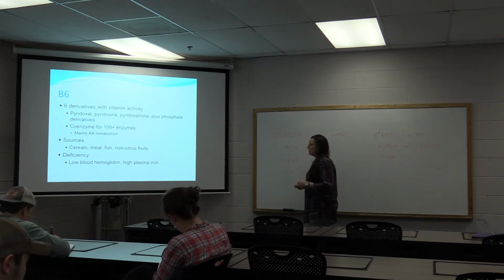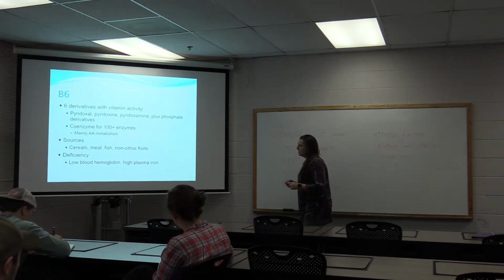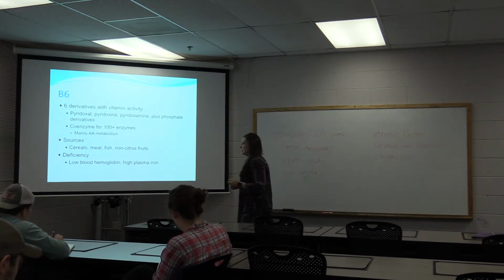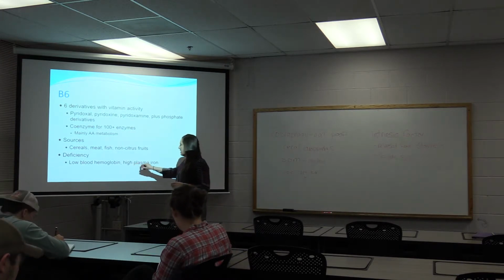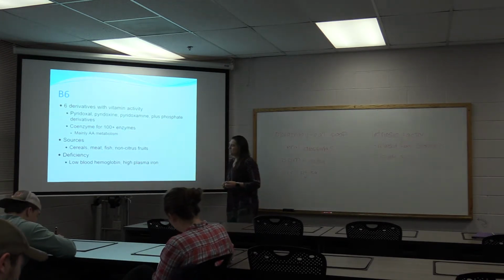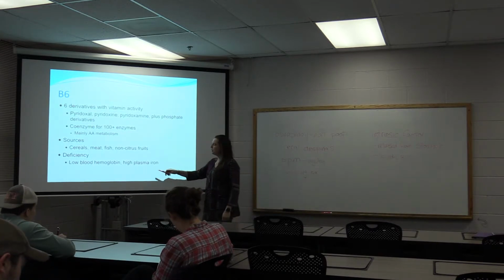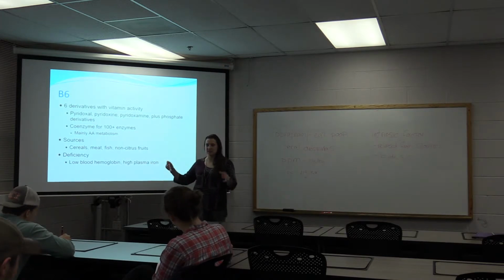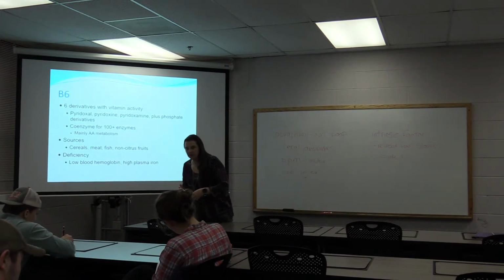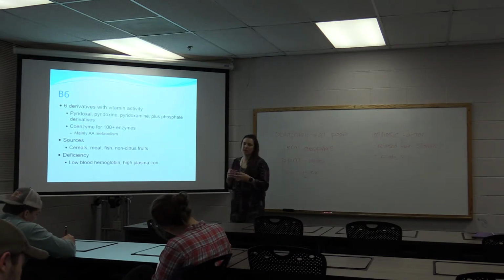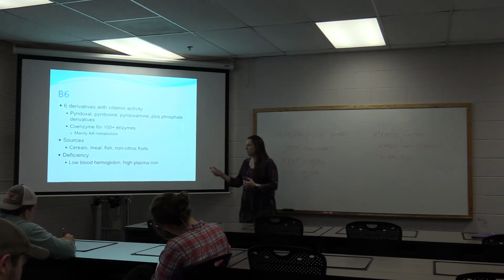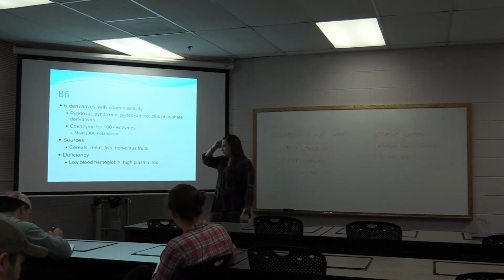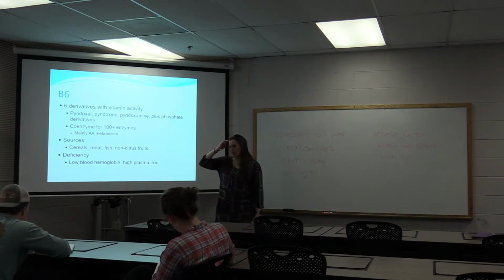If you do happen to get a deficiency, you're going to get low blood hemoglobin. So you're going to have low hemoglobin and high iron. Because you have low hemoglobin, the iron is the central component of your hemoglobin. So with low hemoglobin, that results in that being broken down, the iron's going into your plasma. Why don't we want high plasma iron?